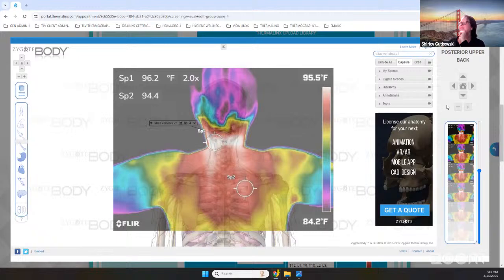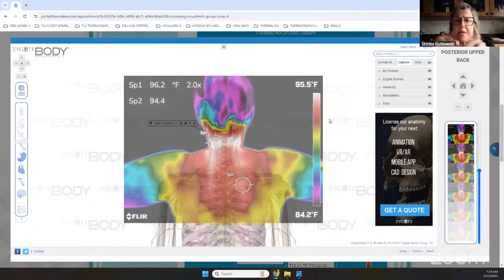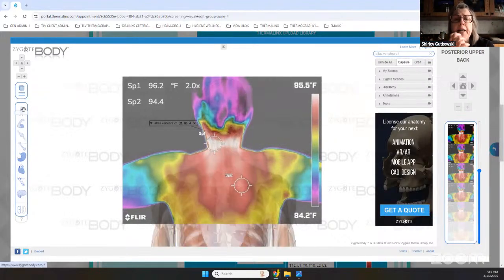So how did she come to you? What drove her? Did she have a pain in her neck, or did she come for mammography and decide to do the full body, or how did she come to you? Was she a pain patient?